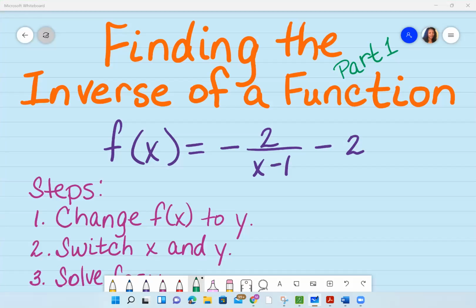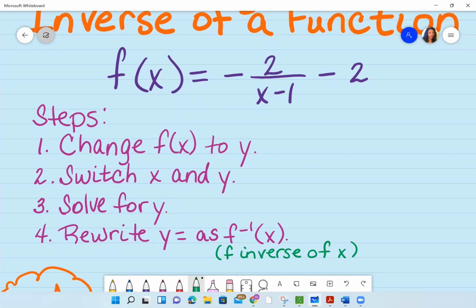So this video focuses on finding the inverse of a function. I have another one out there that speaks more on logs and exponents, but this particular one will be finding the inverse of a linear function, powers, radicals, and rational type functions. So here we go. The steps are shown here.